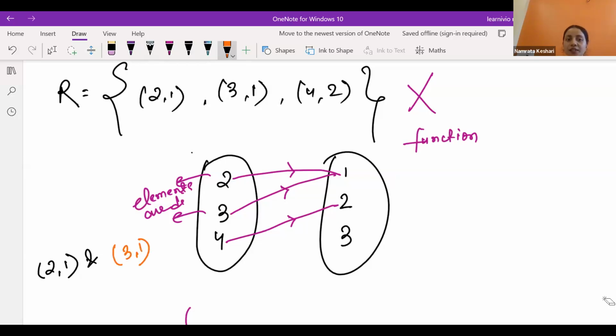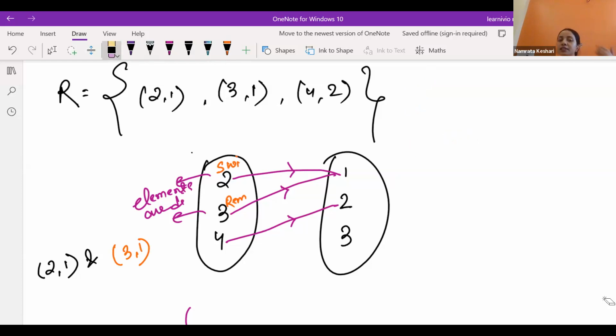You are pressing the switch, the light is on. When you are pressing the remote button and the light is on, this is completely fine. Yes or no? Yes, ma'am. This is completely fine. I thought we'll be taking such an example where it will not be a function. Okay, so let's start.